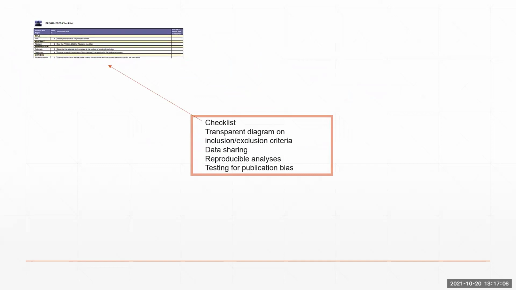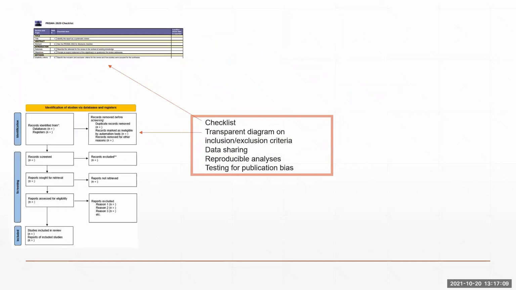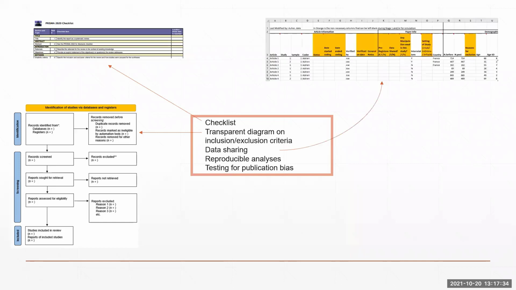A transparent diagram on inclusion and exclusion criteria. It also comes from the PRISMA guidelines, and it's very easy to use. You say, okay, from this database, I found that many results. I exclude that many for that reason, that many for that reason, etc. And at the end, you have the studies included in your review. And it's very important because this is about transparency, like you are transparent on how and why you excluded or included your studies.